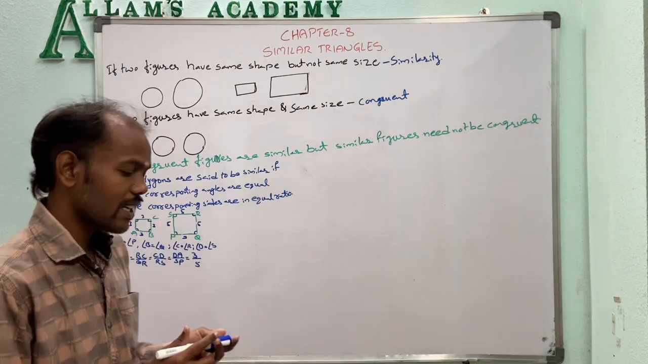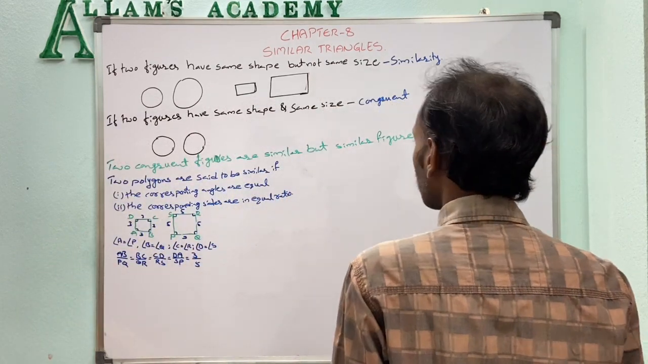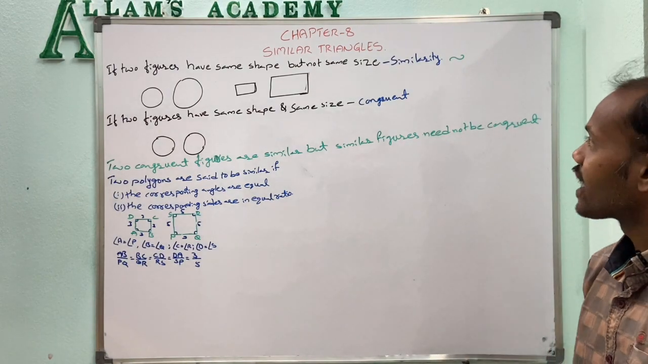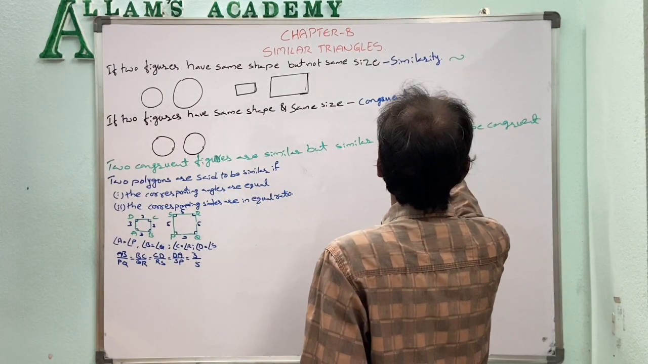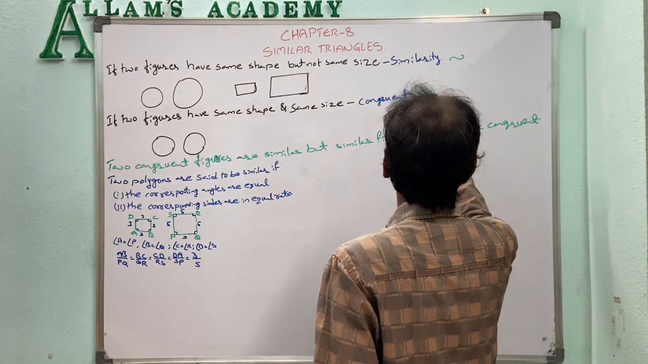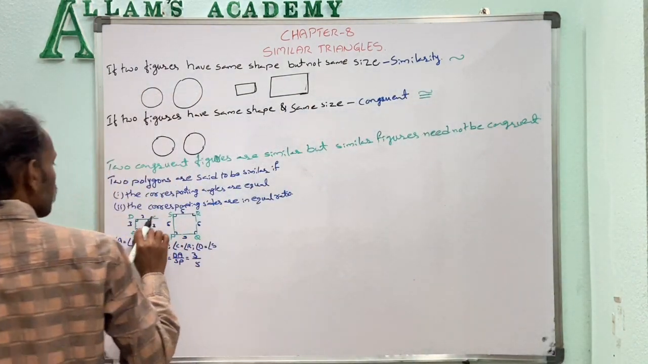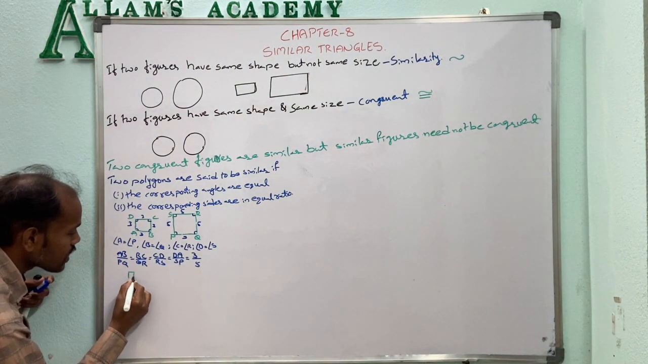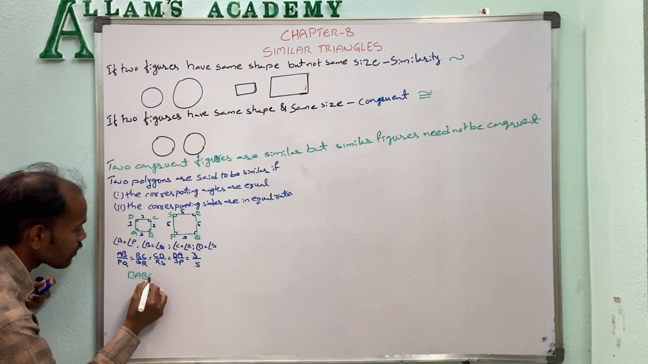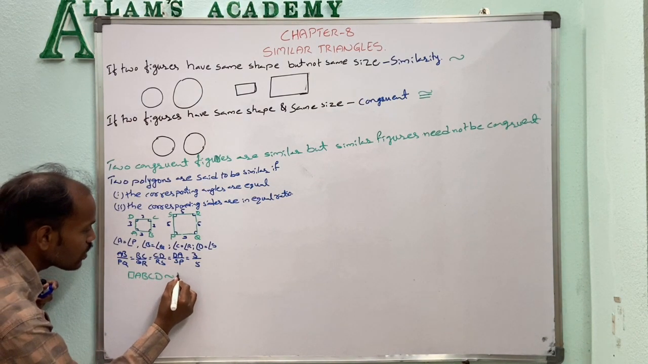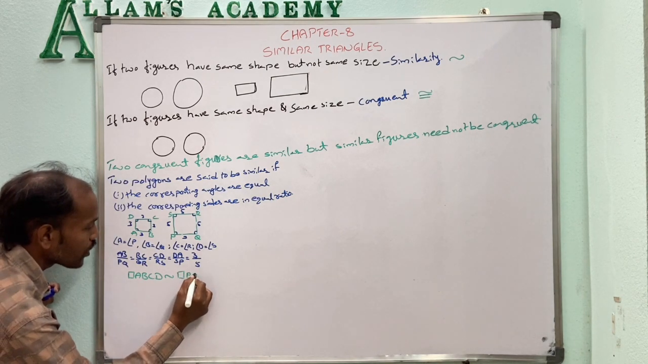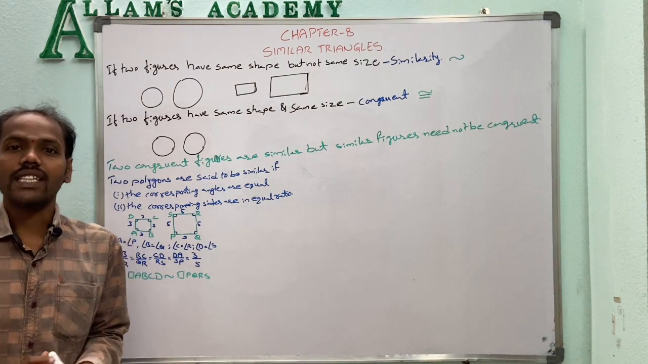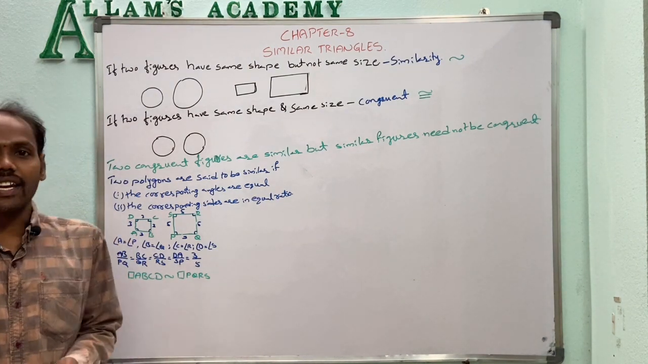The similarity is indicated with this symbol, and congruent is denoted by this symbol. So here these two squares are similar. Square ABCD is similar to square PQRS.